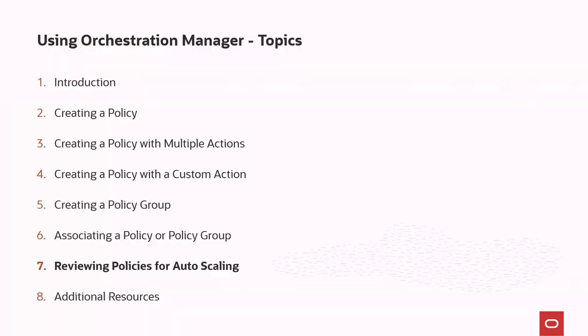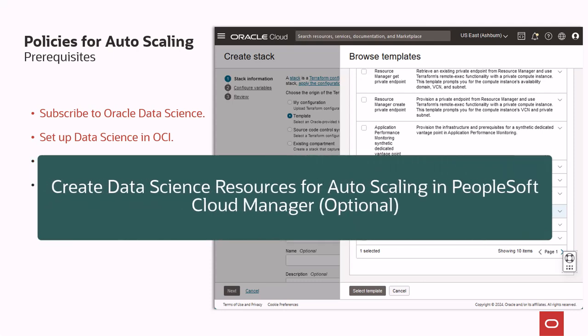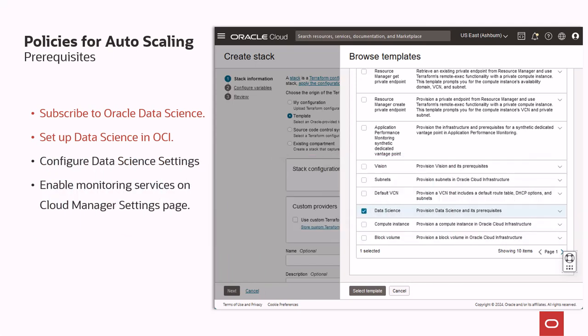Autoscaling integrates with Oracle Data Science Services to take advantage of machine learning techniques. To get set up for autoscaling, your OCI account needs a subscription to Oracle Data Science. Set up Data Science in OCI. The tutorial Create Data Science Resources for Autoscaling in PeopleSoft Cloud Manager shows you how to install a Resource Manager template that will create data science resources.